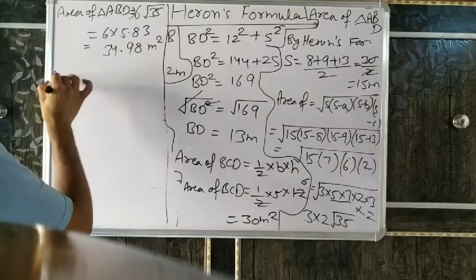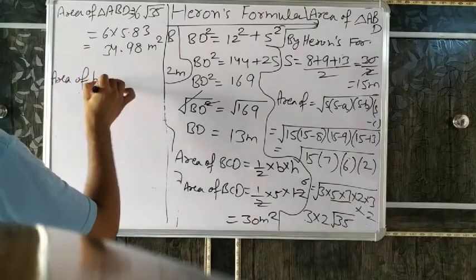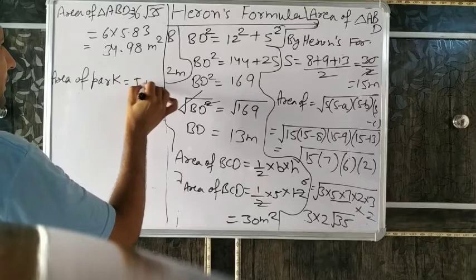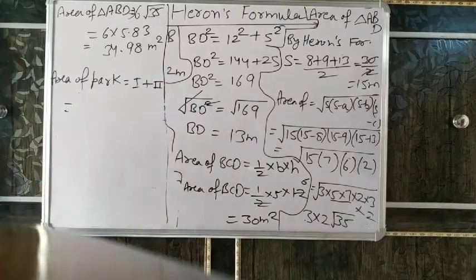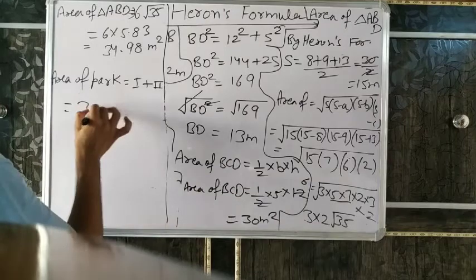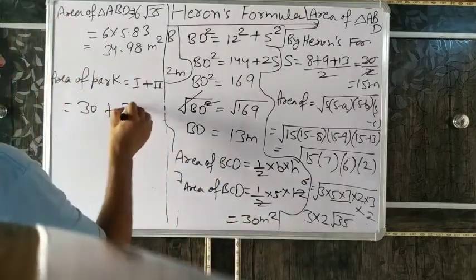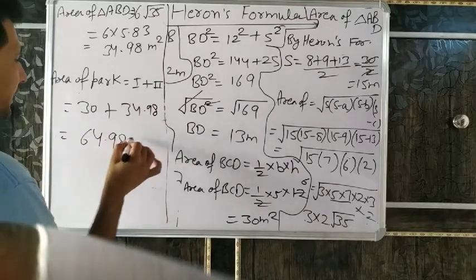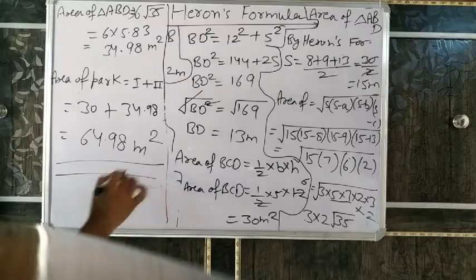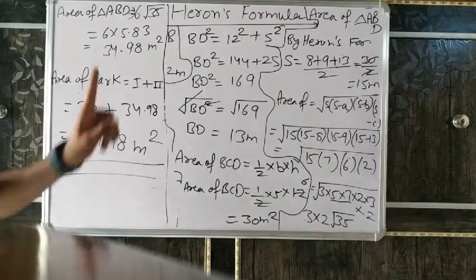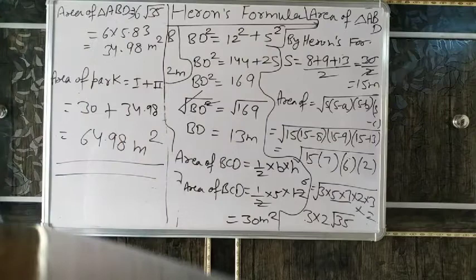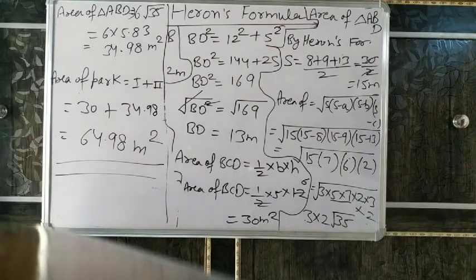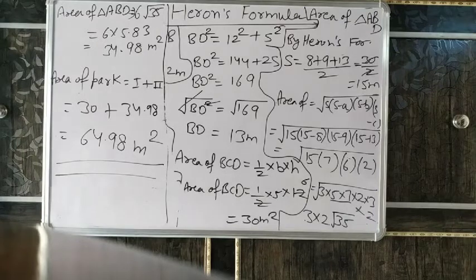So we will write area of park: first part plus second part. First part, area of BCD, 30, plus second area 34.98. What is the answer? 64.98 meter square. Do you understand? So we will find the value of square root. Understand? Square roots are very important in this chapter. So next question, read and note it down.